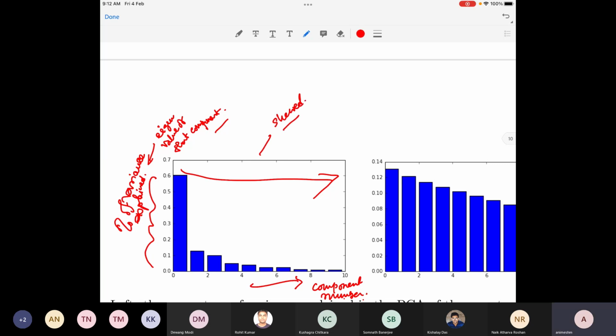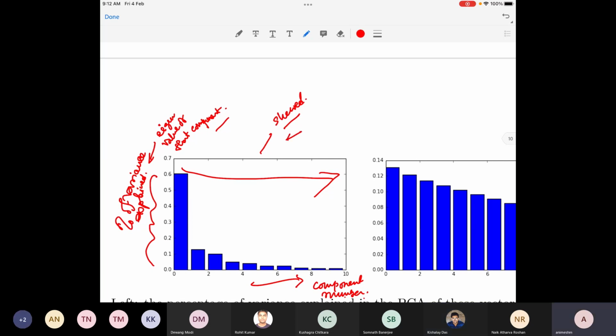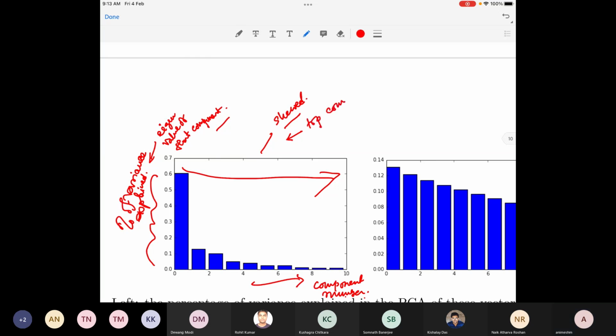And what would this indicate? The top component has the most variance. Very good. It explains the largest variance. So the top component is able to explain most of the variance. We see about 60% of the variance is explained by the top component.